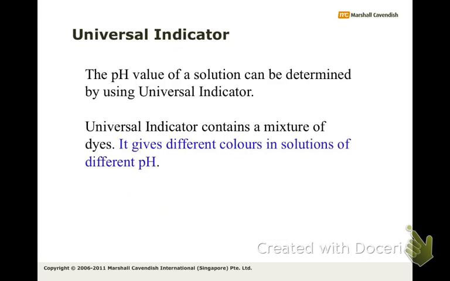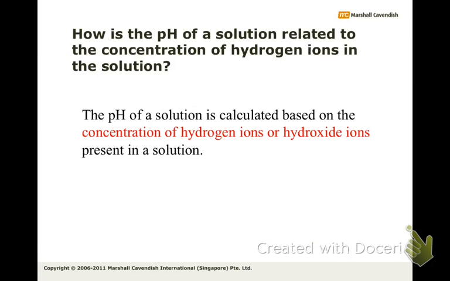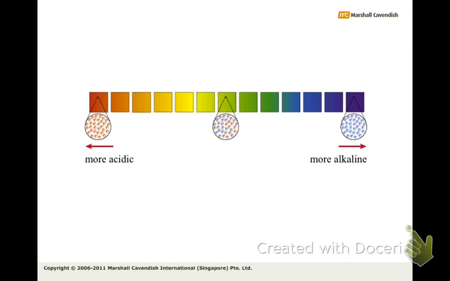Now, the pH value of a solution can usually be determined using a universal indicator. Universal indicator contains a mixture of dyes, and it gives different colors in solutions of different pH. You don't need to know what dyes are actually used in making universal indicator. The pH of a solution is based on the concentration of hydrogen ions or hydroxide ions present in solution. Obviously, if it's an acid, it will contain more hydrogen ions than hydroxide ions. If it's alkaline, vice versa, it will contain more hydroxide ions than hydrogen ions.